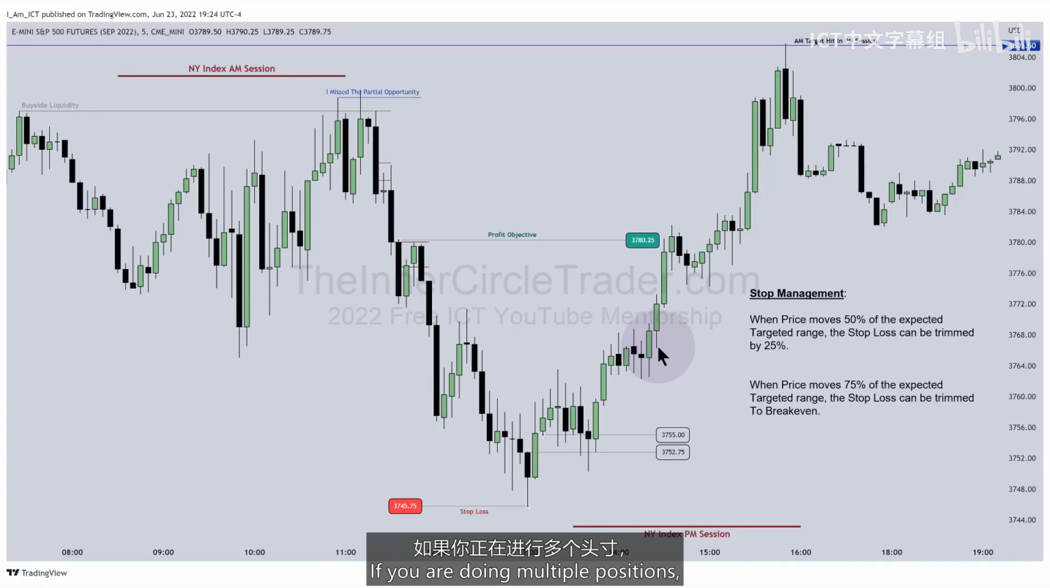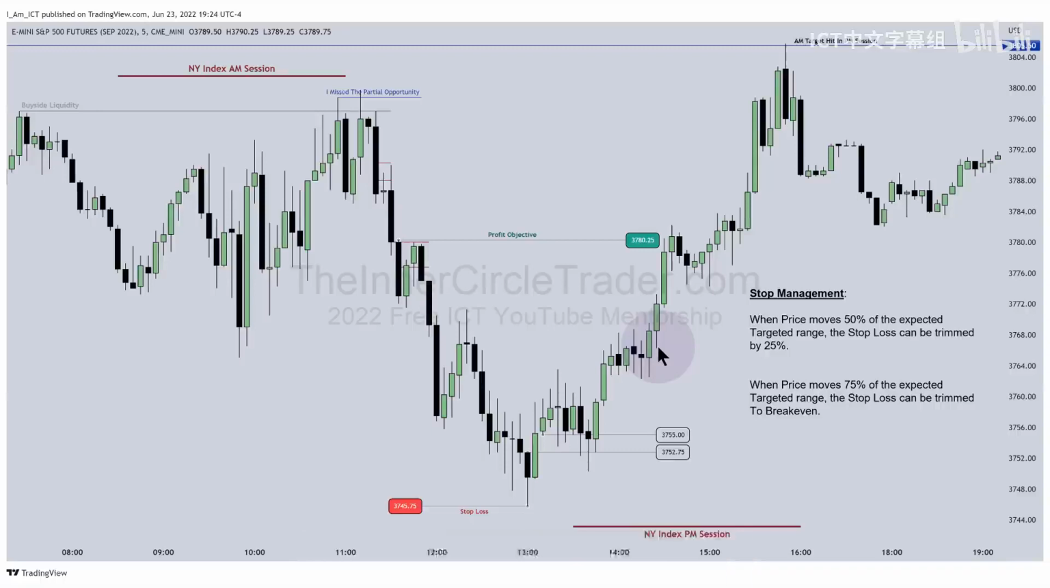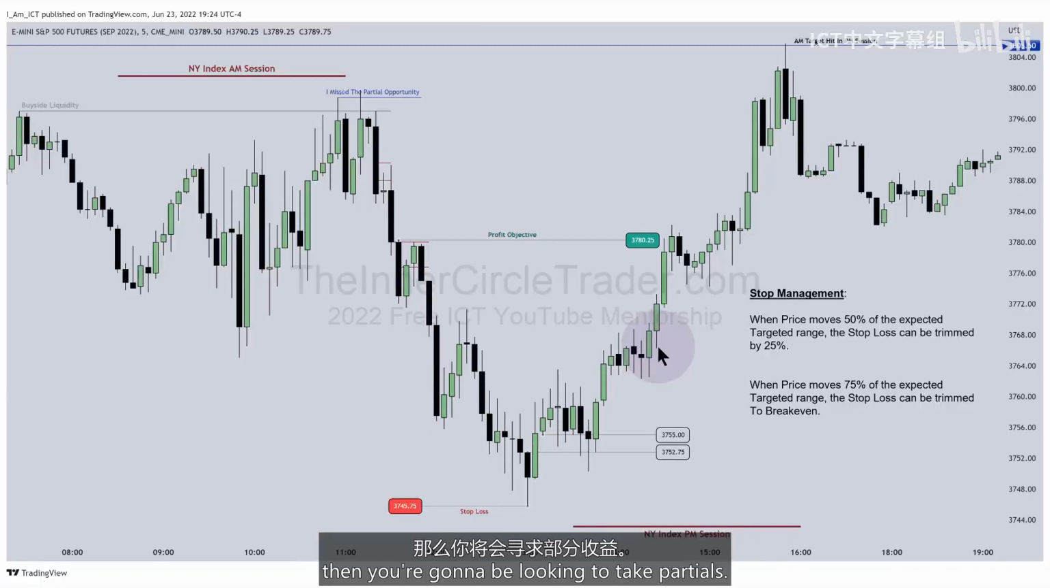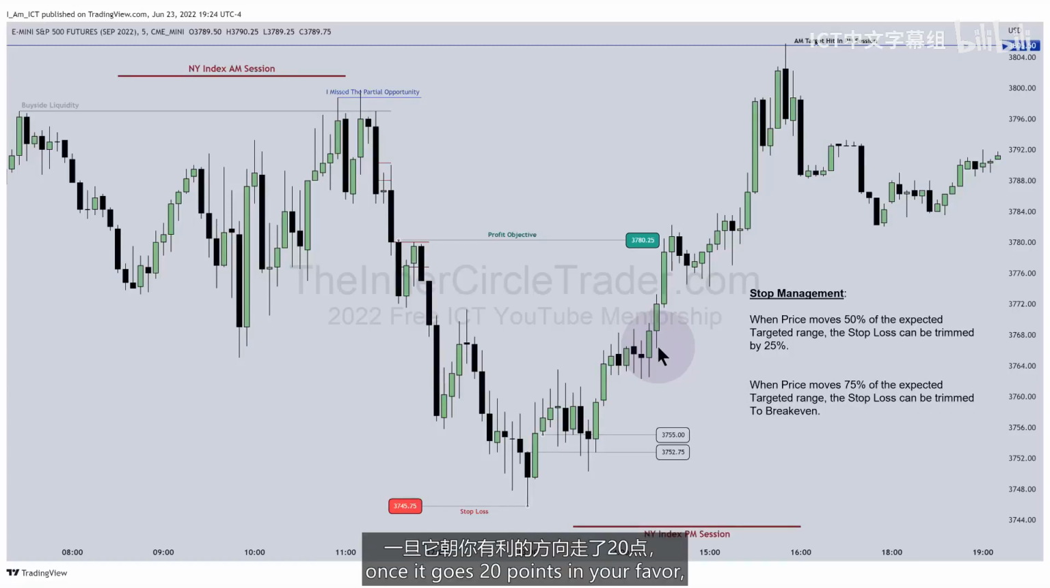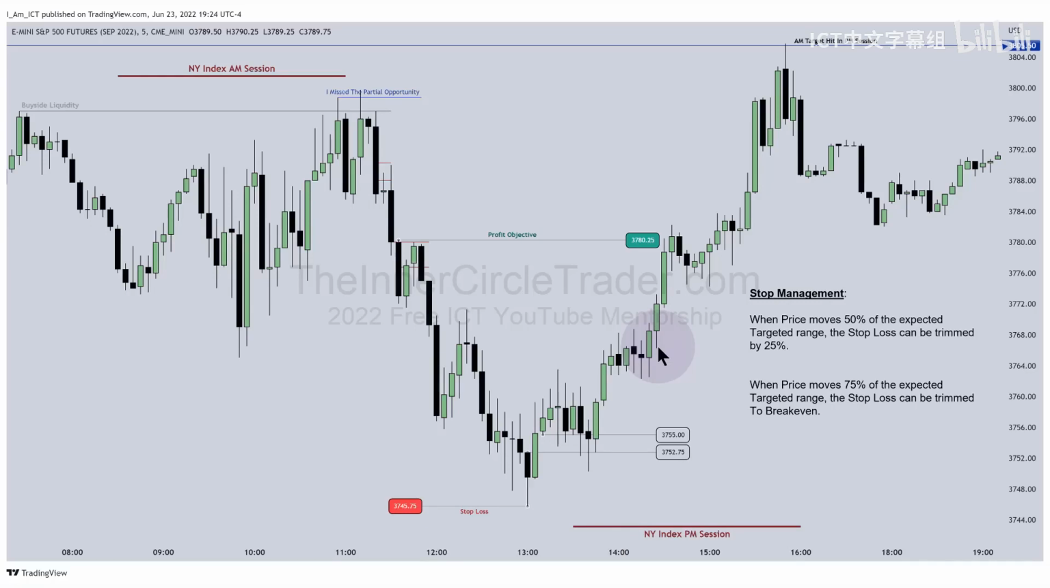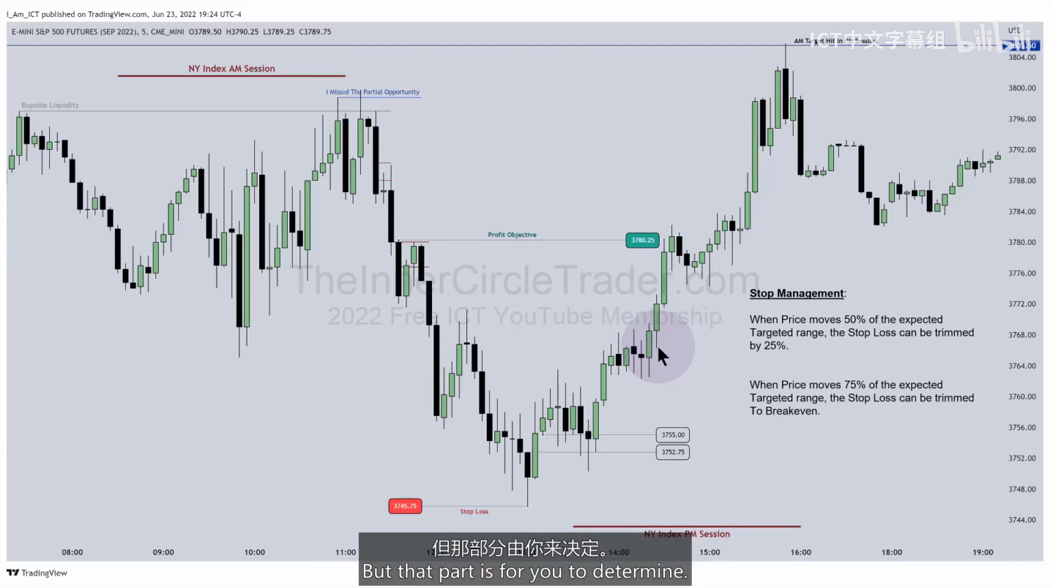If you are doing multiple positions, say you're doing competition level leverage, and for me, that's anywhere in the range of 3% to 4.5%, then you're going to be looking to take partials. And that partial might be, once it goes 20 points in your favor, you have a static number. It always hits 15 or 20. Once it does that, no matter what you're doing, you take something off. That's something you might want to incorporate in your own trading model as well. But that part is for you to determine.